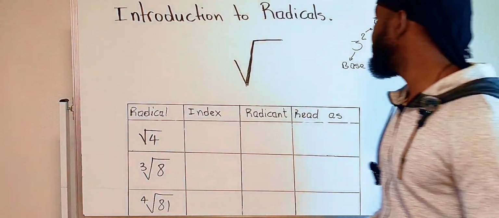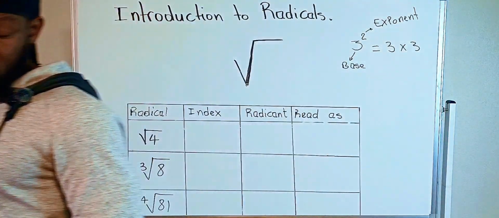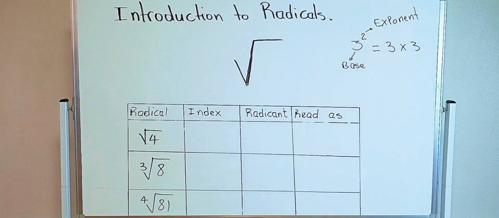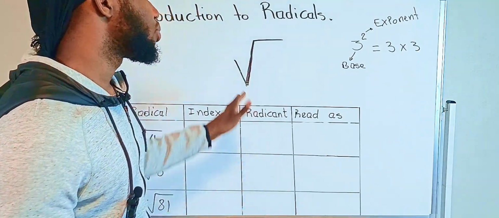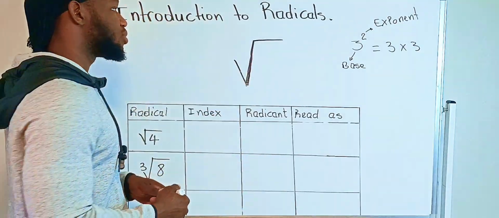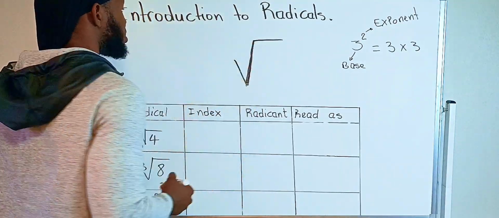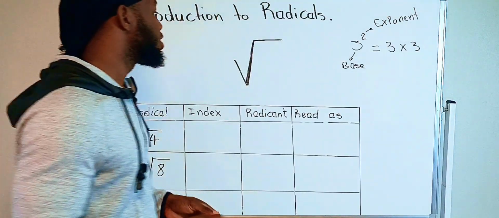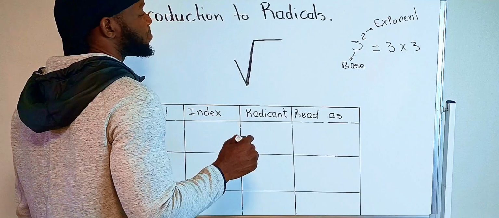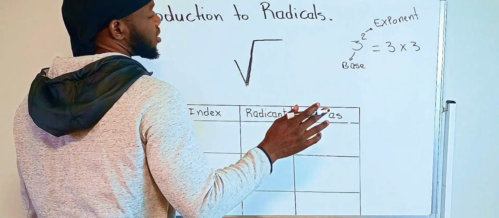So right now, guys, we are going to talk about radicals a little bit. But before talking about radicals, let me give you an explanation real quick. This is the symbol for the radical. This is the radical symbol.